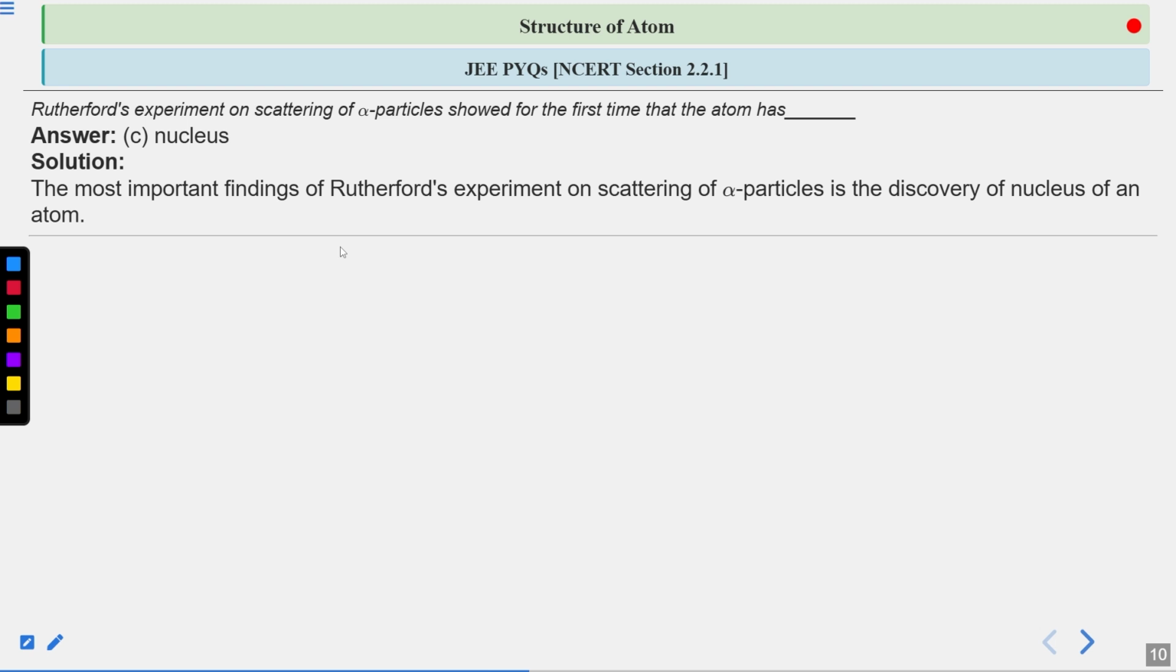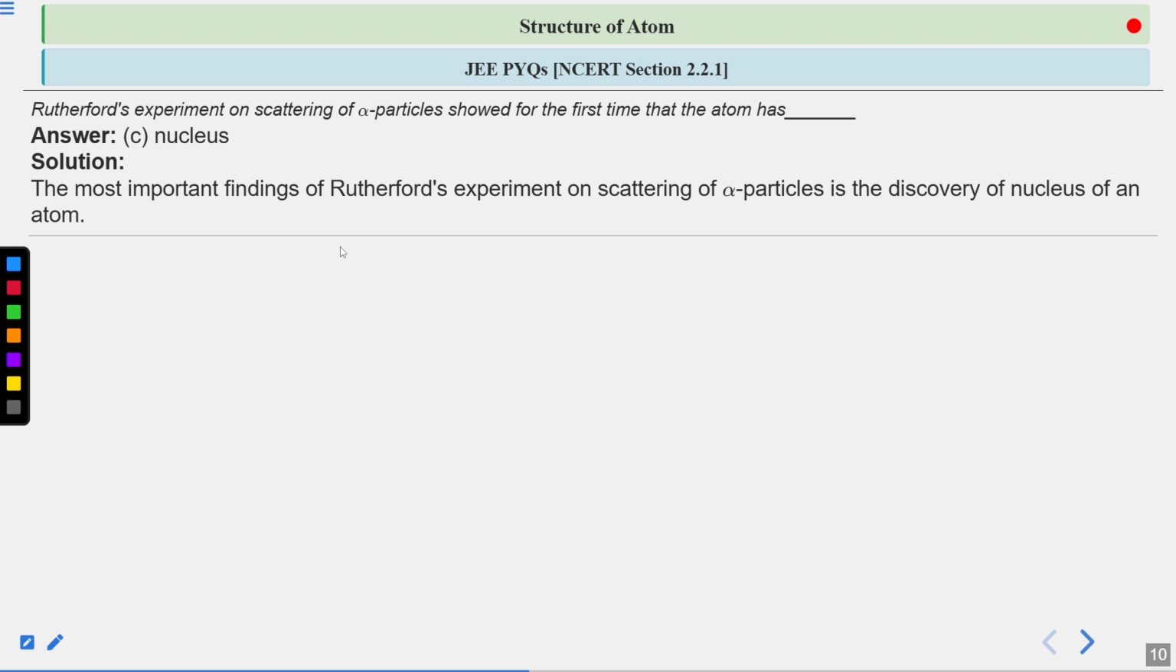The nucleus was the most important finding of Rutherford's experiment, because most of the alpha particles went straight through, and some of them were deflected. Not all of them, most of them went straight, but some got deflected. It indicates that the alpha particle has been deflected by a positive charge, which is concentrated in a very small area, which he named the nucleus.